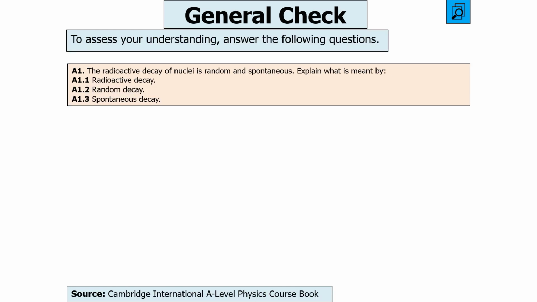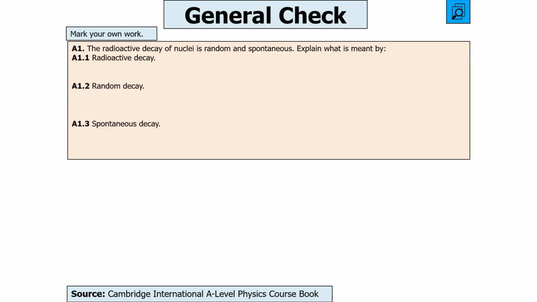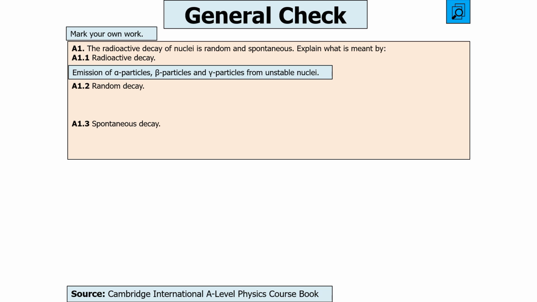The next question says, the radioactive decay of nuclei is both random and spontaneous. Explain what is meant by radioactive decay, random decay, and spontaneous decay. So pause the video now, then unpause the video when you want to go through your answer. Right, what's radioactive decay's definition? It's the emission of alpha, beta or gamma particles from an unstable nucleus trying to become more stable.